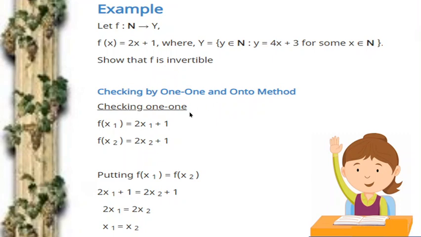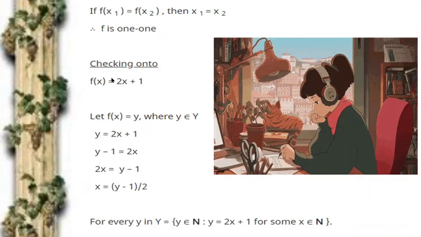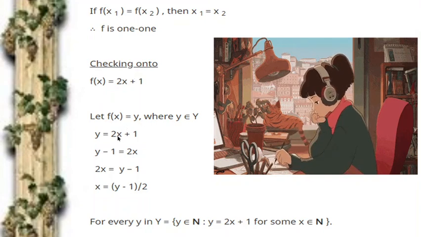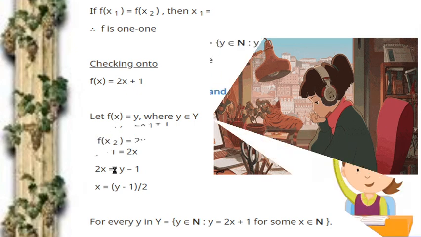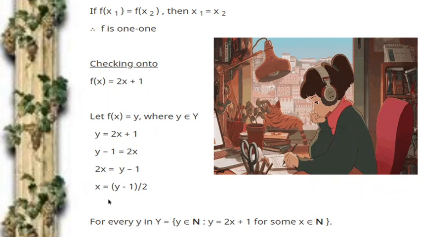Let's check one-one. For one-one, we calculate f(x1), we calculate f(x2) and then we equate them. And we are getting x1 equal to x2. So it means the function is one-one. Now let's check onto. We take the given function as equal to y. Then we calculate x in terms of y. Now, as per the definition of y belongs to natural numbers and y equal to 4x plus 3, which is given already in the question.